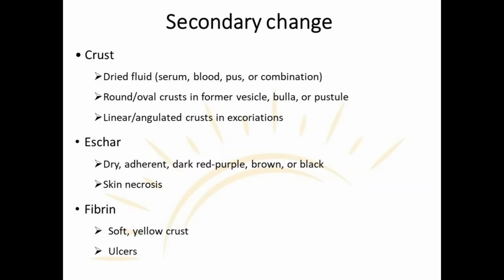Secondary changes include crust, which is dried fluid on skin surface which may be serum, blood, pus, or combination. Round or oval crusts indicate former vesicle, bulla, or pustule. Linear or angulated crusts indicate excoriations. Eschar is dry, adherent, dark red, purple, brown, or black, signals skin necrosis. Fibrin is soft, yellow crust on surface of some ulcers.